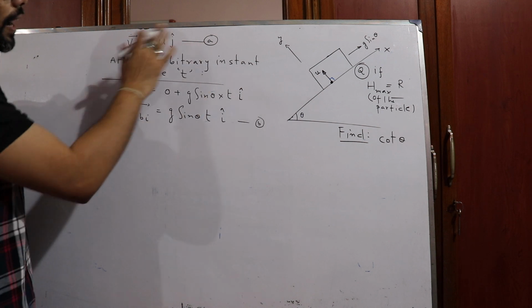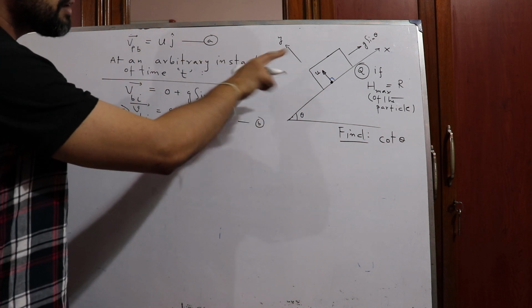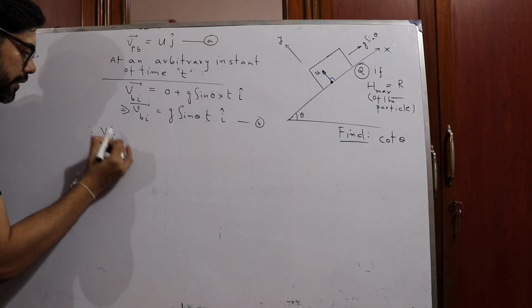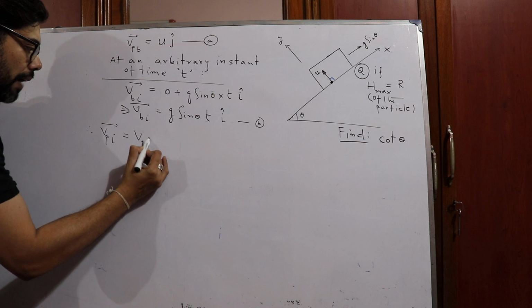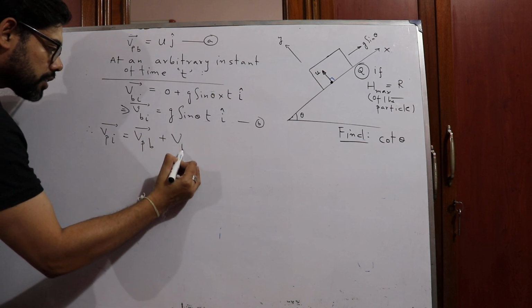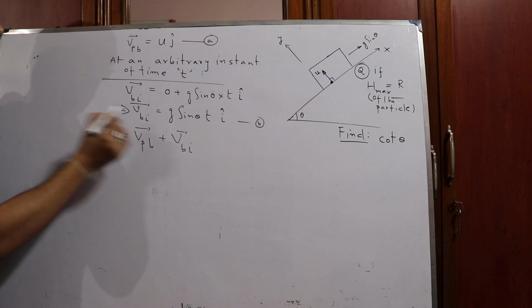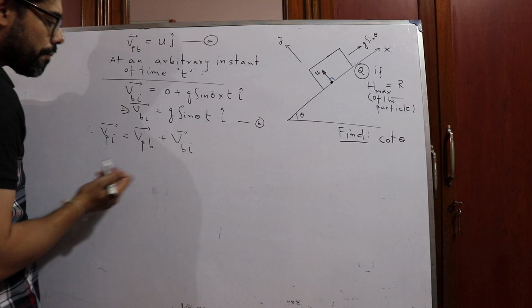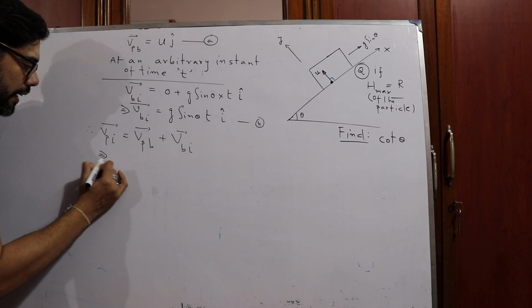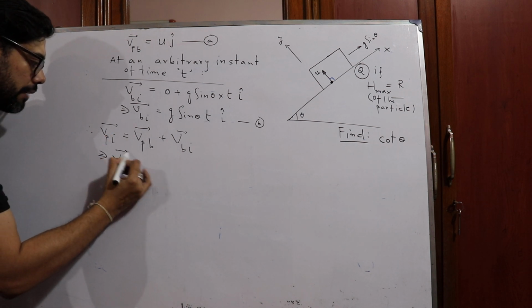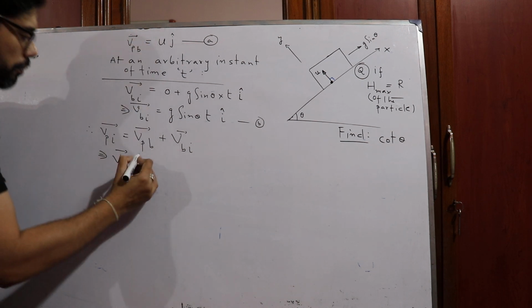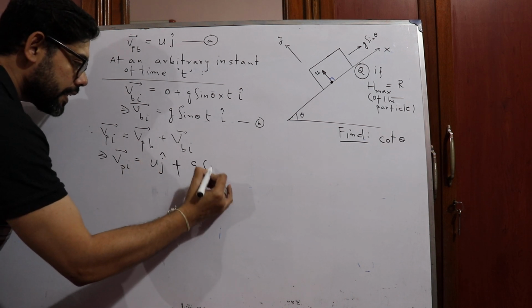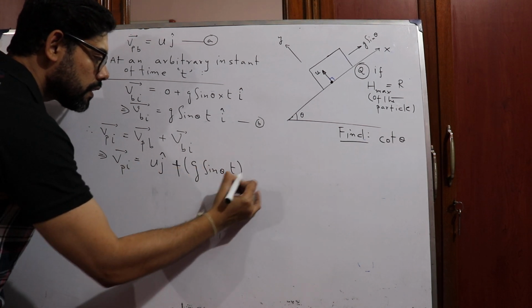So this is my equation A and this is equation B, suppose. When I got these two ideas, I can find out the velocity of particle with respect to inclined plane. Therefore velocity of particle with respect to inclined plane is velocity of particle with respect to box plus velocity of box with respect to inclined plane. This is a simple concept of relative motion, relative velocity. I think you know. So from here we can write: velocity of particle with respect to inclined plane is u j cap plus g sine theta into t i cap.